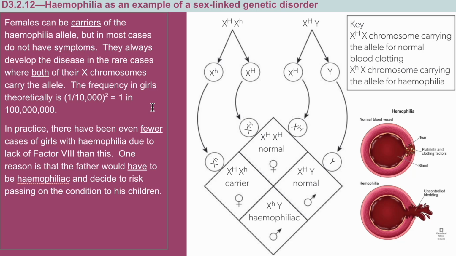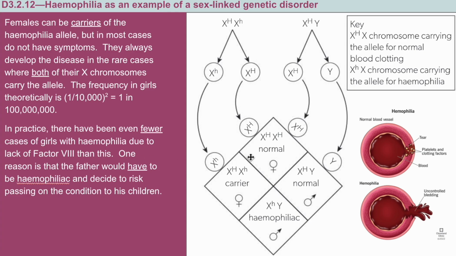Now interestingly, there's only a 1 in 100 million chance of girls getting hemophilia, and the actual results of how many girls get it is even lower than that. Because hemophilia is clear from a young age, a male with hemophilia would have to make the decision to risk passing on the condition to his children, and so that risk is even lower.